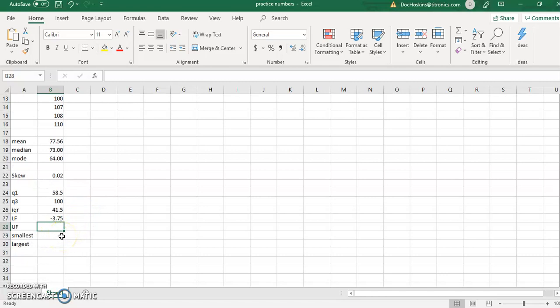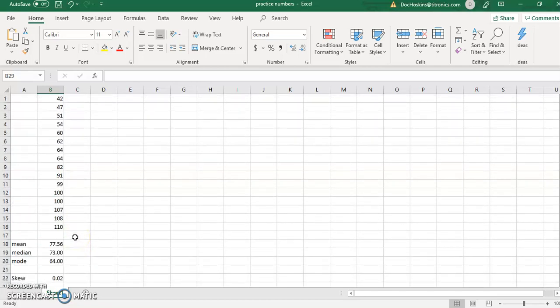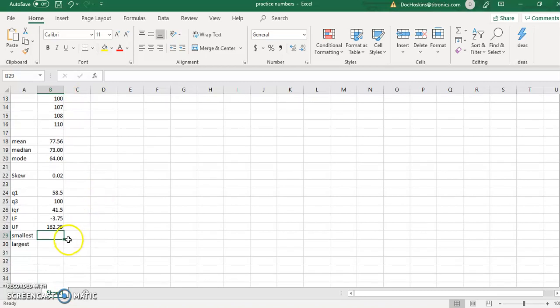And upper fence equals, and we'll go with Q3 plus instead of minus. And we'll use that same term there times the interquartile range. And we'll check the equation. Looks good. So we don't have any. We can just eyeball and see that they're already sorted, so there are no outliers. But if it's not sorted, we'll do the smallest and largest.